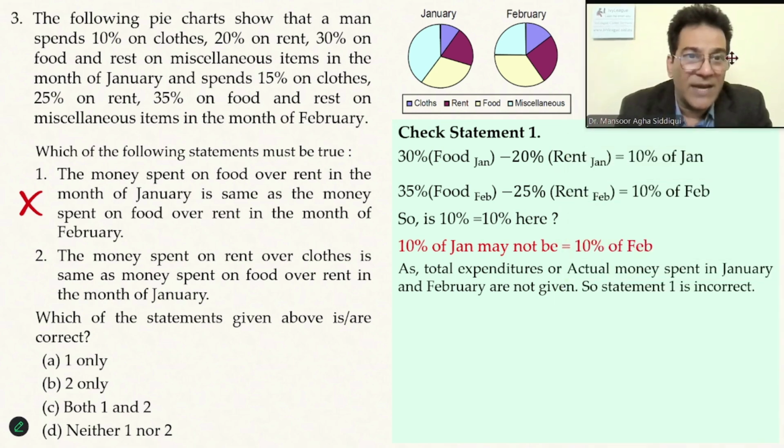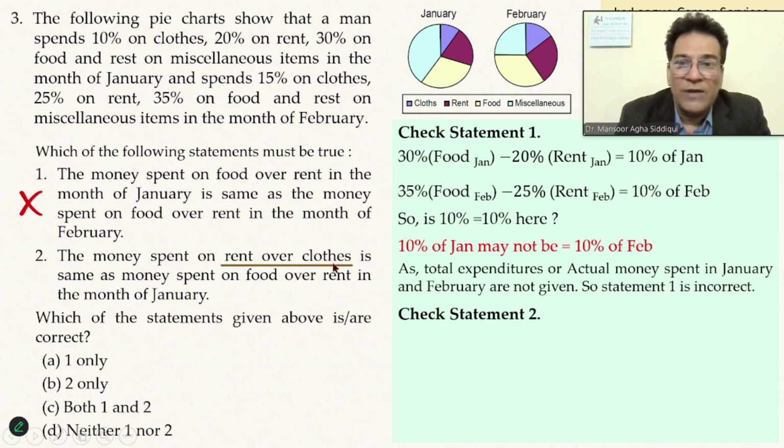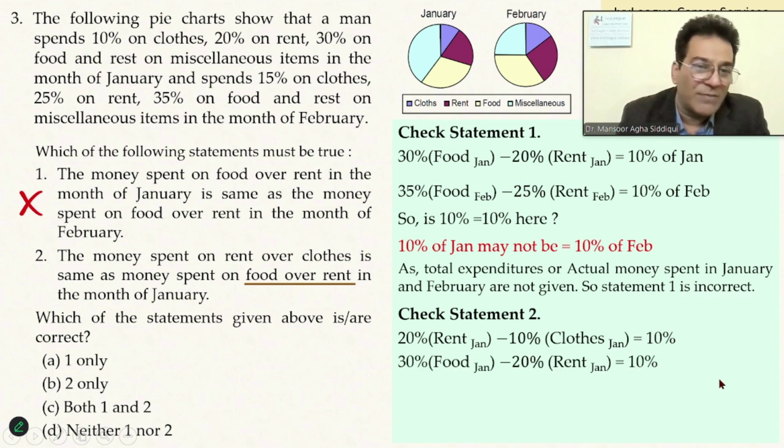But there is a catch here. And the catch is that when I look at money spent on rent over clothes, that is mentioned here, which is 20% minus 10%, which is equal to 10% of January. And when I look at money spent upon food over rent in the month of January, food is also given here, which is 30%, and rent is also given here, which is 20%. So 30% minus 20% is also equal to 10%.